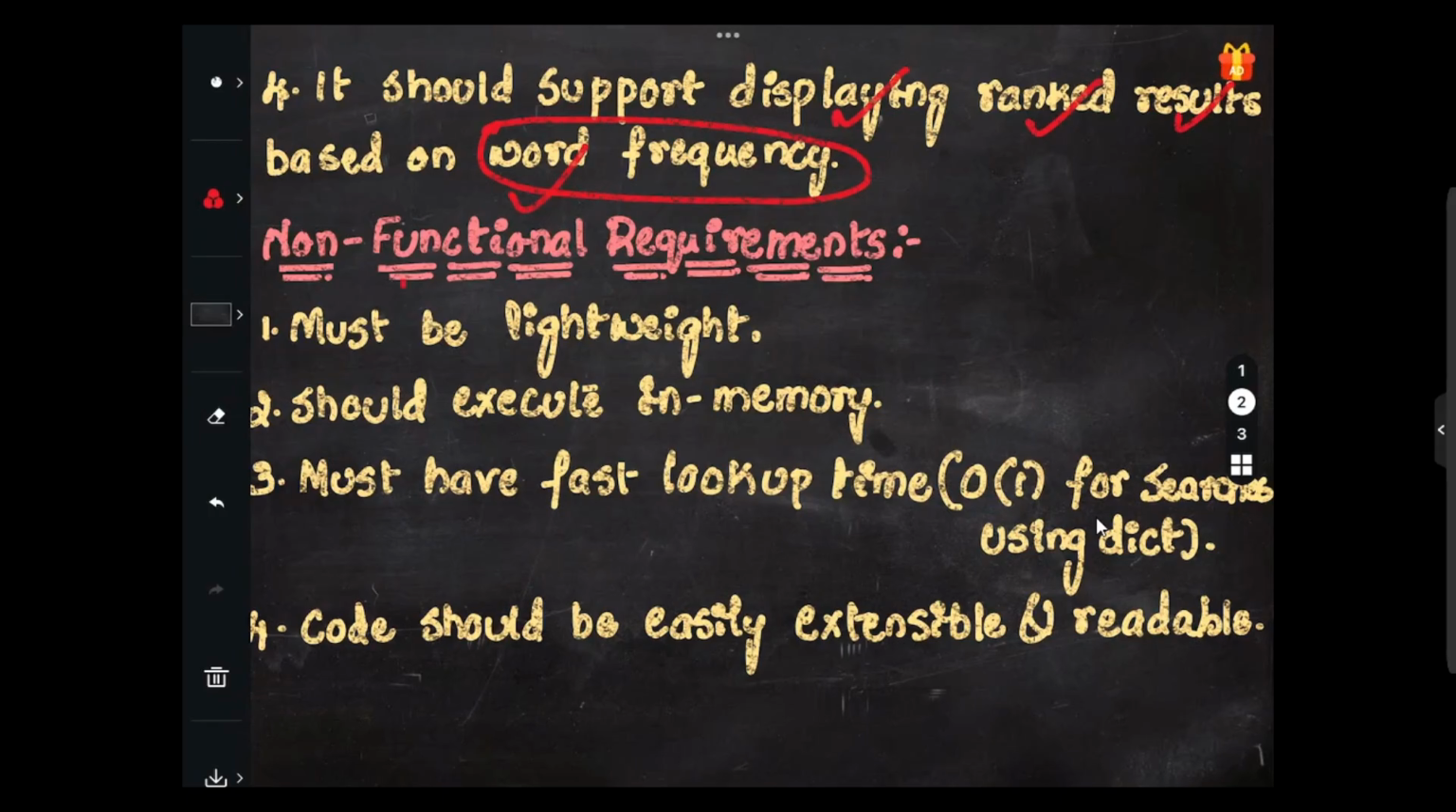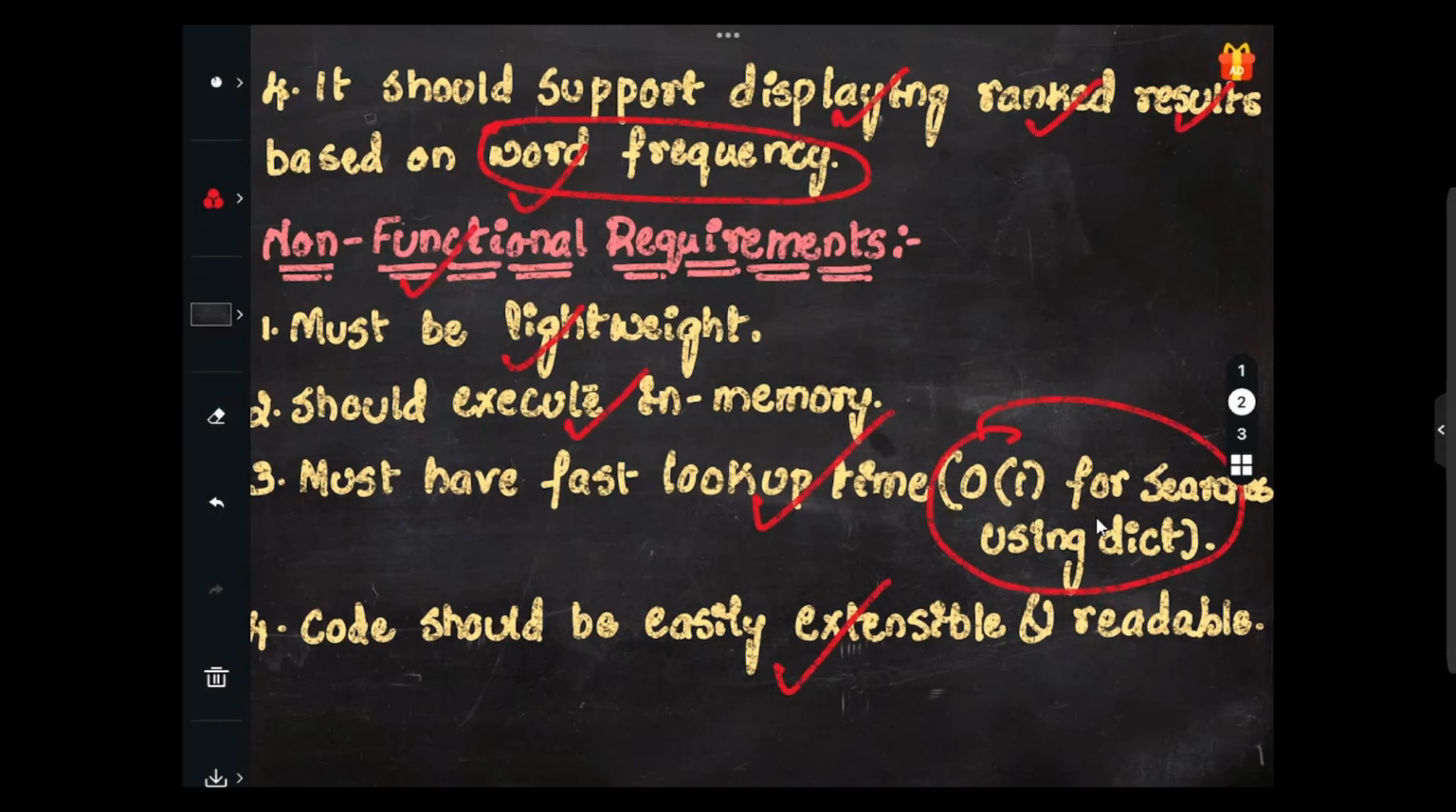Let's move on with the non-functional requirements. It must be lightweight and also run without any database. It should execute in memory. It must have fast lookup time, right? Because on average, searches using the dict are fast. The final one, code should be easily extensible and readable. Yep, so these are some of the non-functional requirements.